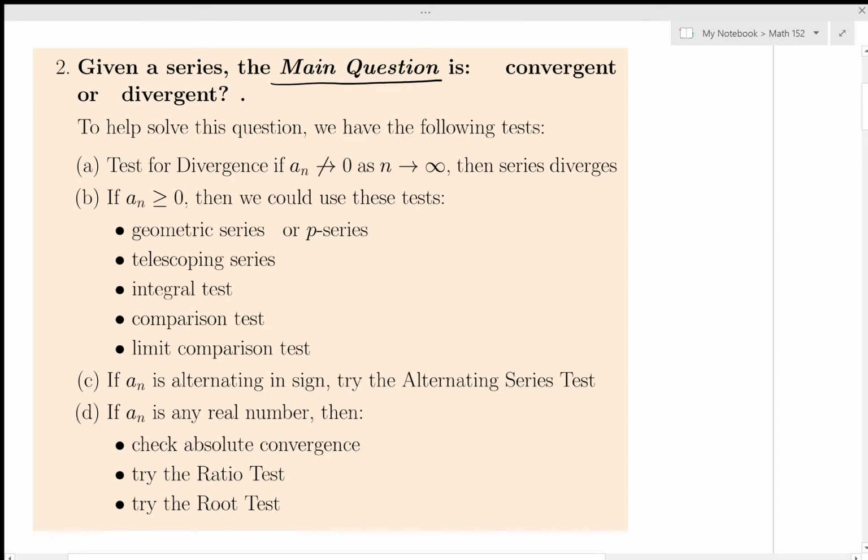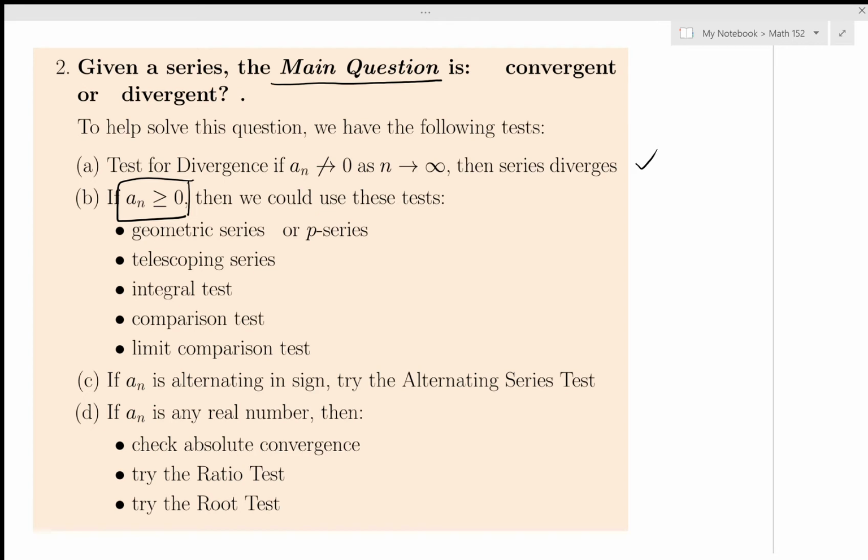First off, we could use a test for divergence. If the terms don't go to zero, then we're done. It diverges. If the terms of the series are positive, then we could use geometry. It might be a geometric series. It might be a p-series. It might be a telescoping series. We could use an integral test. We could use a comparison test. We could use the limit comparison test.